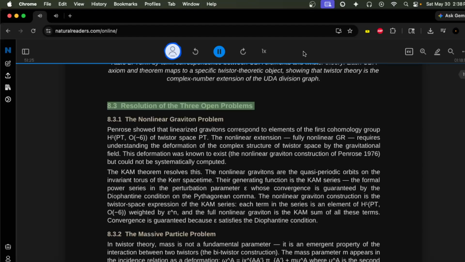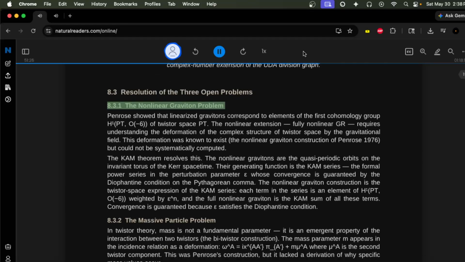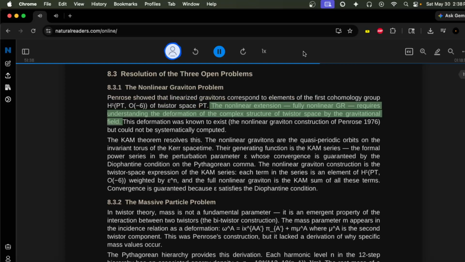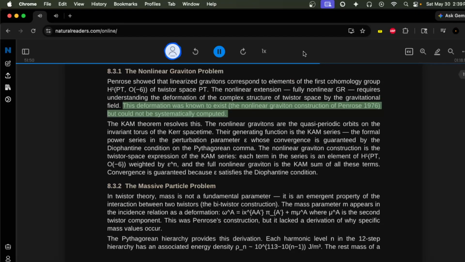8.3 Resolution of the 3 open problems. 8.3.1 The nonlinear graviton problem. Penrose showed that linearized gravitons correspond to elements of the first cohomology group H¹ of twistor space PT. The nonlinear extension, fully nonlinear GR, requires understanding the deformation of the complex structure of twistor space by the gravitational field. This deformation was known to exist but could not be systematically computed.